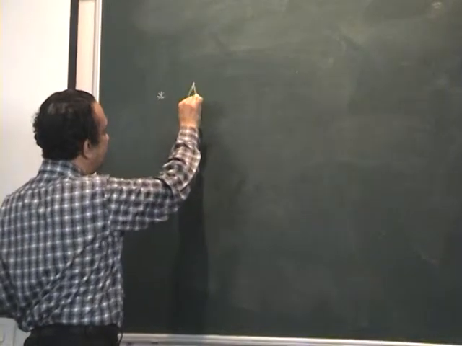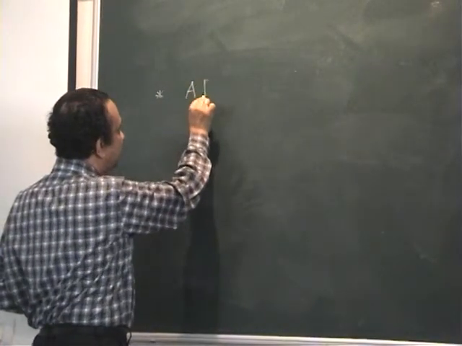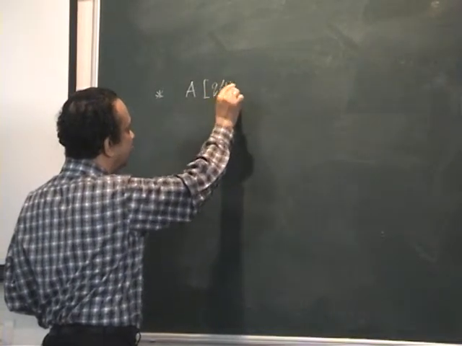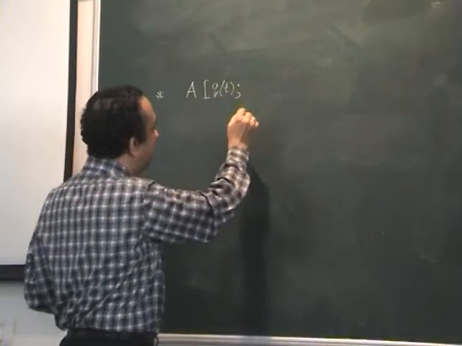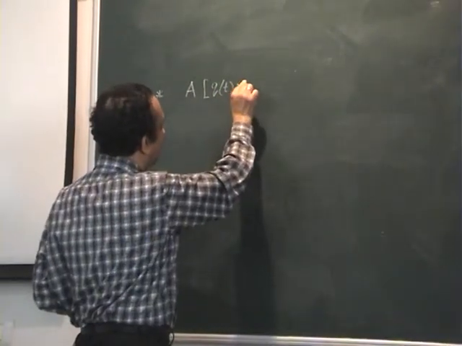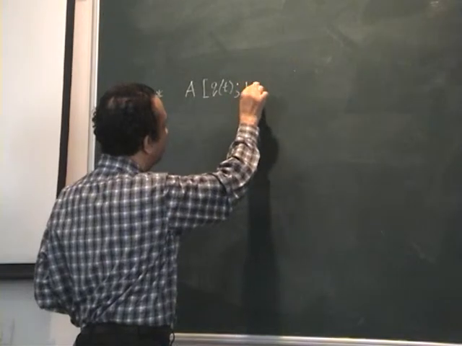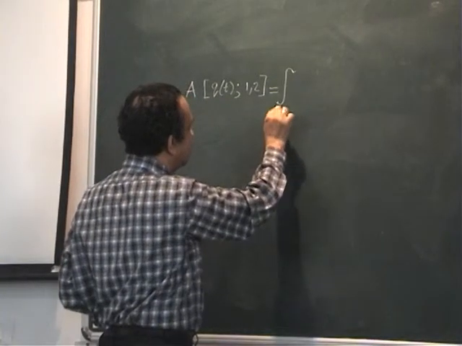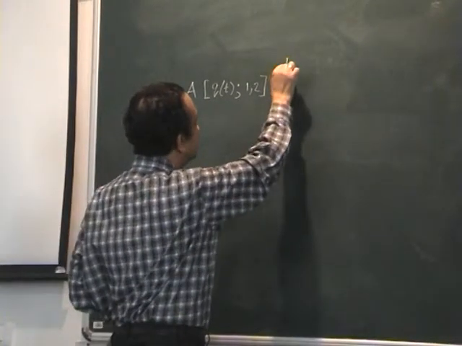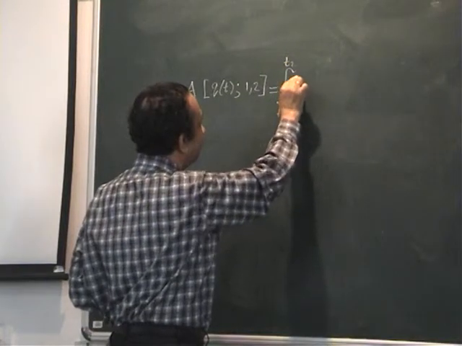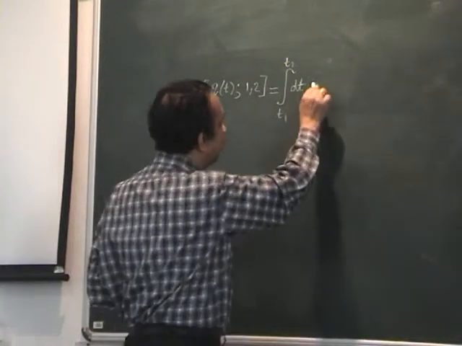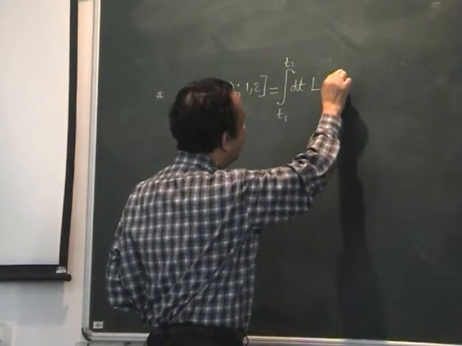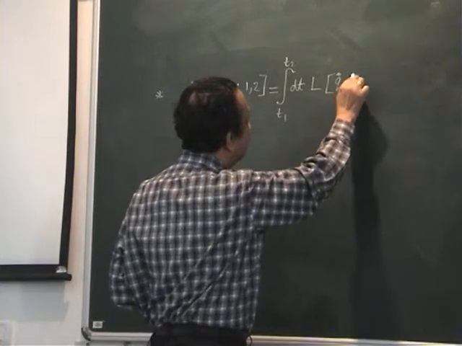You start with an action, which is a functional of q of t. I will write it once and then we will not note these things. It is a function of the endpoints, which I will call 1 and 2. The action is given as an integral from t1 to t2 of dt times a quantity we call the Lagrangian, which in turn depends on the function q of t, in terms of q dot and q.